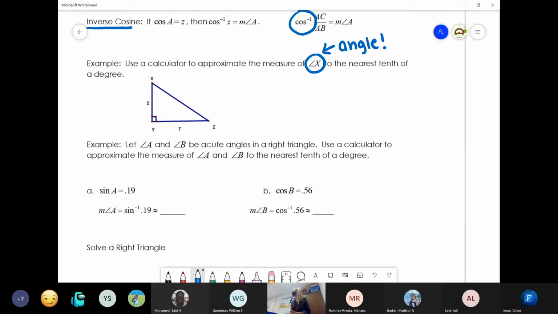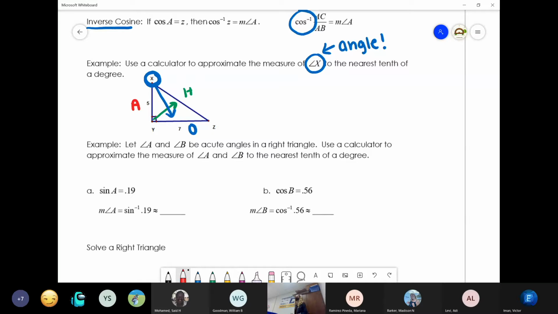So to figure out which inverse we're going to use, we're going to go back to the same concept we've been reviewing in the past. I'm going to go ahead and label my hypotenuse. Since it wants me to find angle X, that's the angle I'm going to circle. Across from that angle is the opposite, and then what's left over is the adjacent.